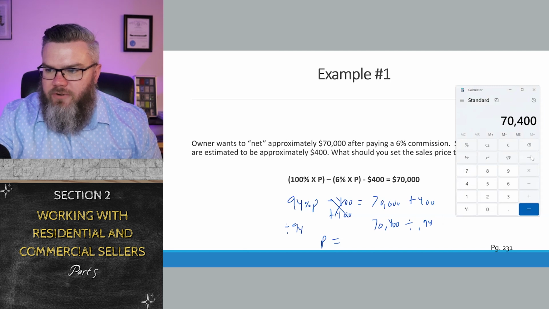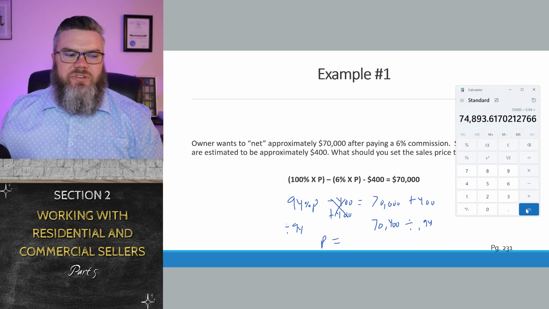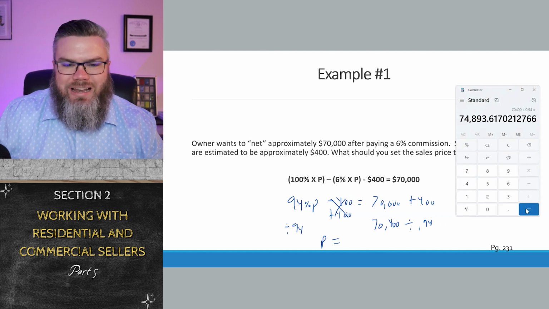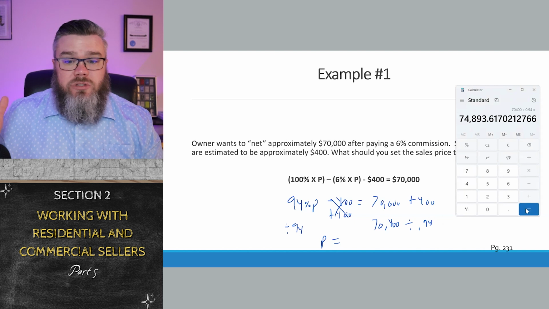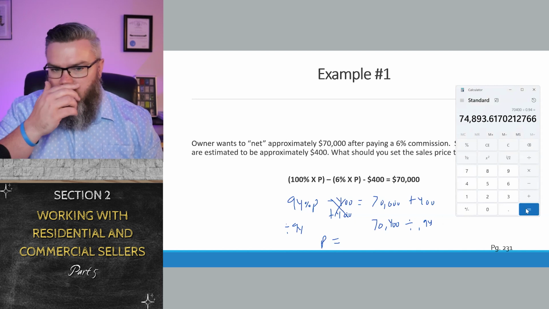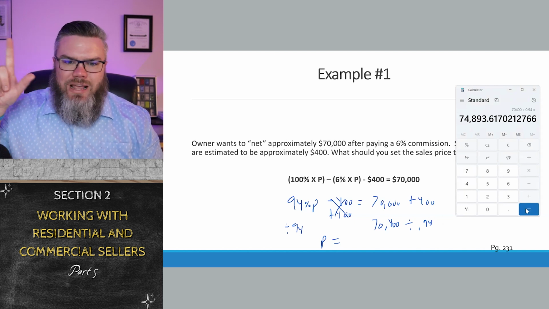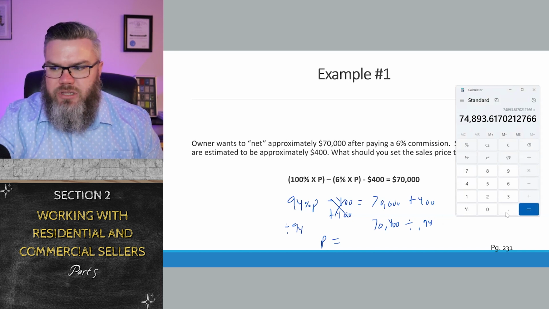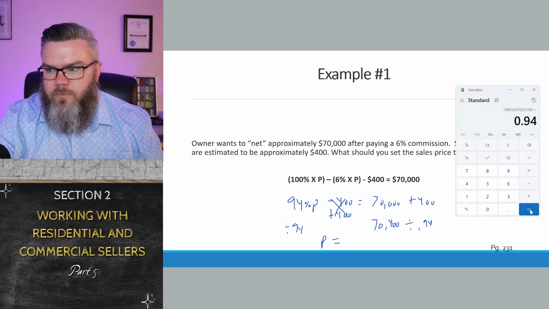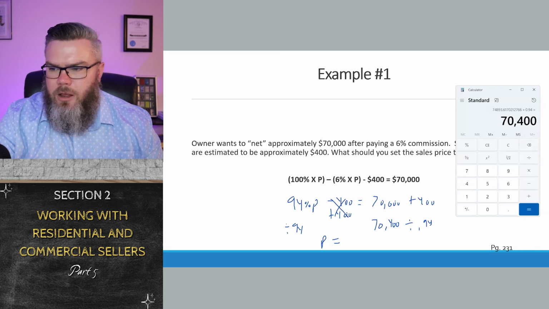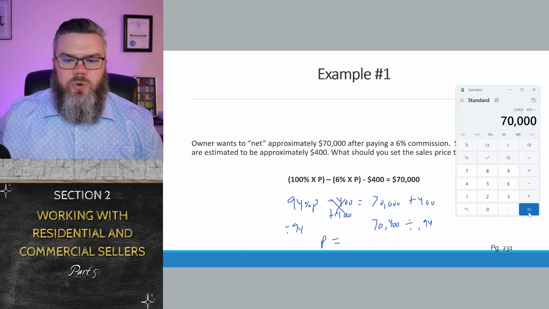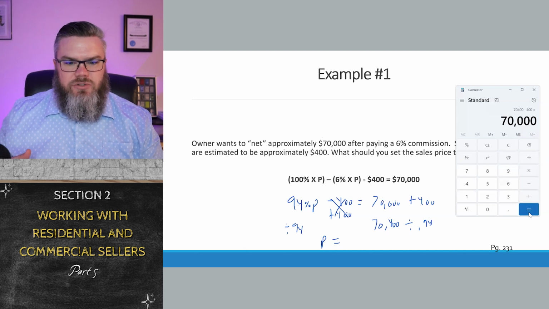70,400 divided by 94%. We would have to sell this property for $74,893. And folks, the beautiful thing about math is you can check your work. Watch. If we're taking 6% off the top, let's say we sold it for this price times the 94% they'd be left with gives them 70,400 minus their closing costs of 400. By God, they are left with netting $70,000.